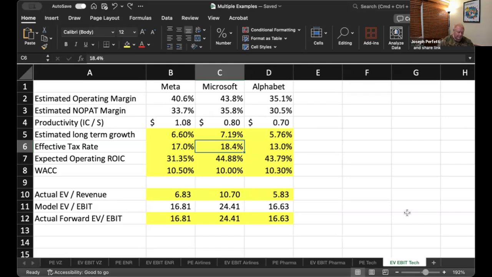Lucas? I'll take a stab at it. So they have a higher operating margin of 43.8%. They also have better productivity as far as the dollars that it takes to drive the sales. Who's got the better productivity? Microsoft. Okay. So they have 80 cents as opposed to the $1.08 from Meta. Okay. They're also growing at a faster rate. Microsoft's got 7.2 versus Meta 6.6.